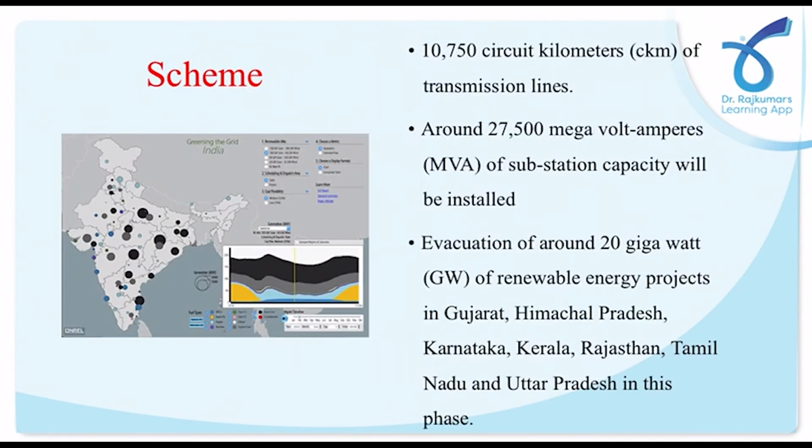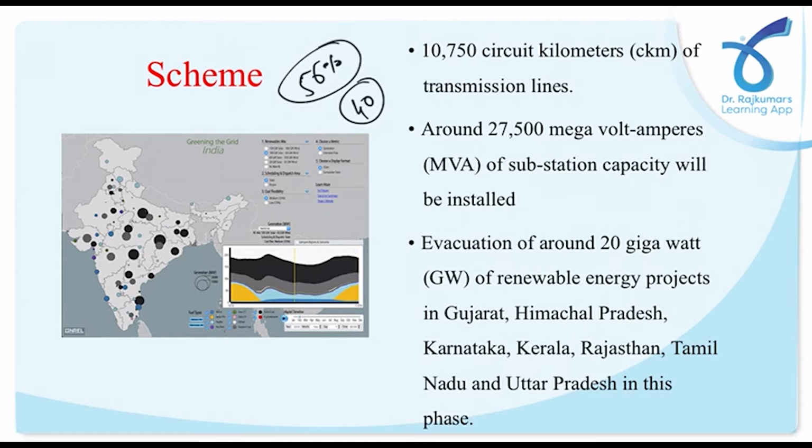Now we can see here that nearly 56% of the electricity generated in the country comes from coal, and the remaining 40% comes from non-fossil fuel. So here is where the green energy corridor is very much important for the country.